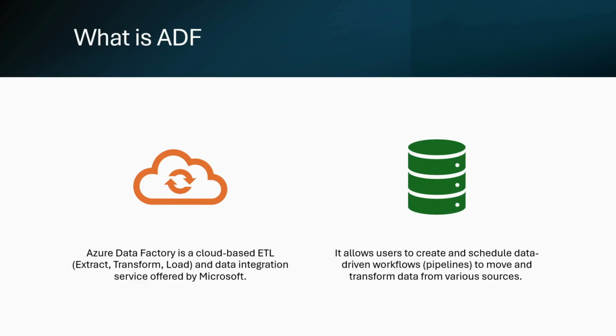Should it be once a day, once a week, on the 5th of every month, once every hour, or when some other event happens? It can be event driven. When a file lands into a particular storage layer, you want this pipeline to run and this data to be moved into the destination. So all these things you can define in an Azure Data Factory.